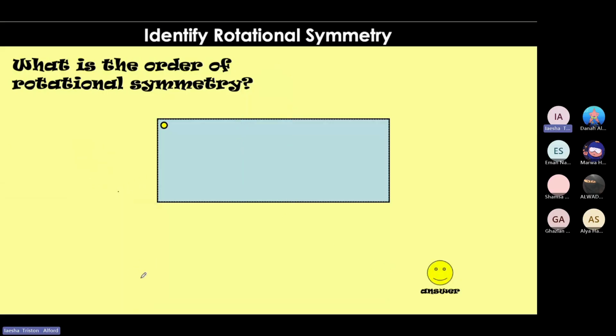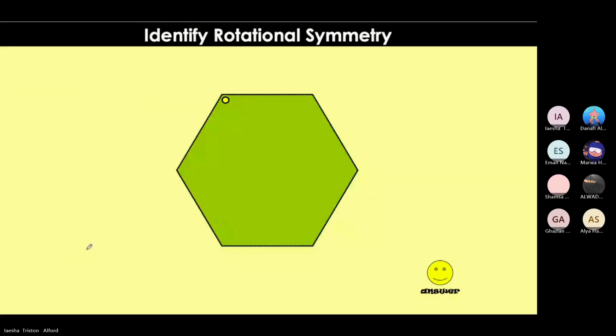So this one has the order of 2. What is the magnitude? 190. Very close. 360 divided by 2, 180 degrees. This one, what's the order?